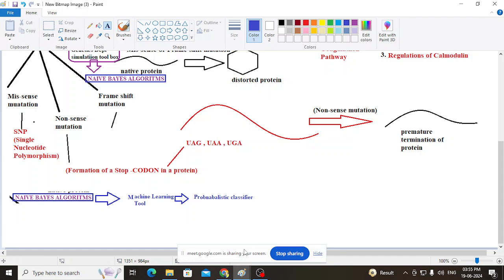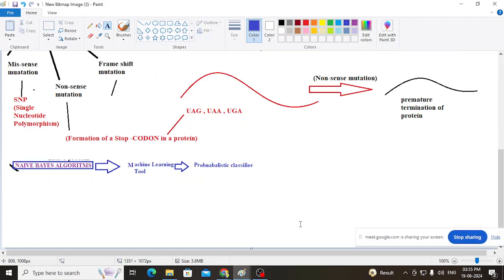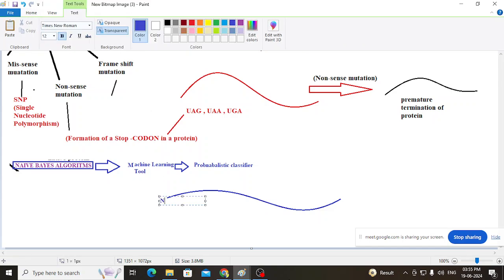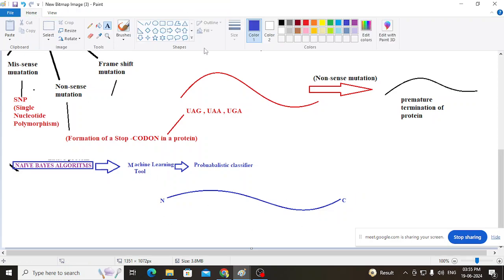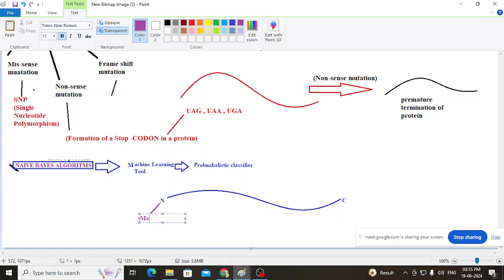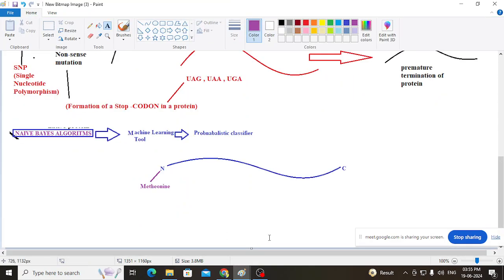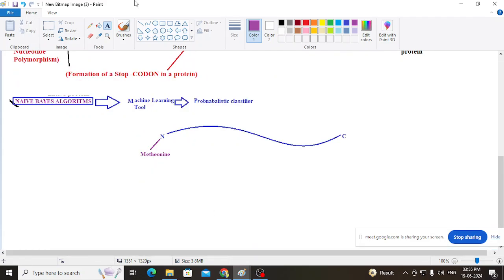So we have our sequence for vitamin D3 receptor. Let us consider this is our vitamin D3 receptor. The vitamin D3 receptor has an N-terminal domain and a C-terminal domain. The N-terminal end is the amino acid methionine. So we'll discuss a bit about methionine and on protein structure as well.